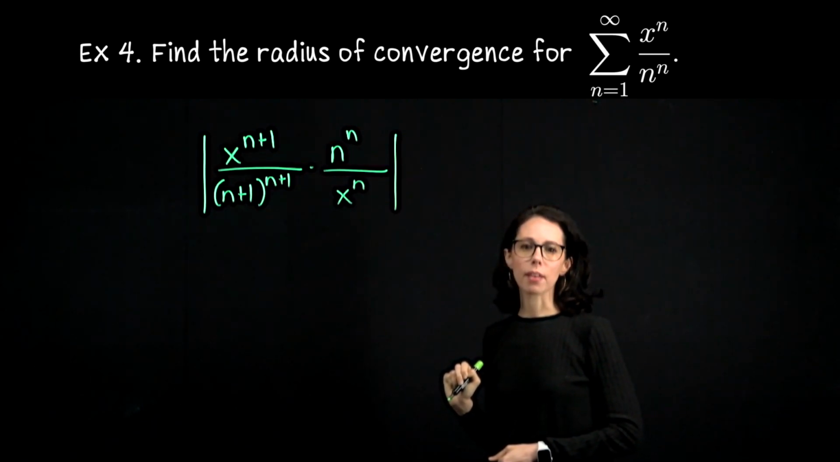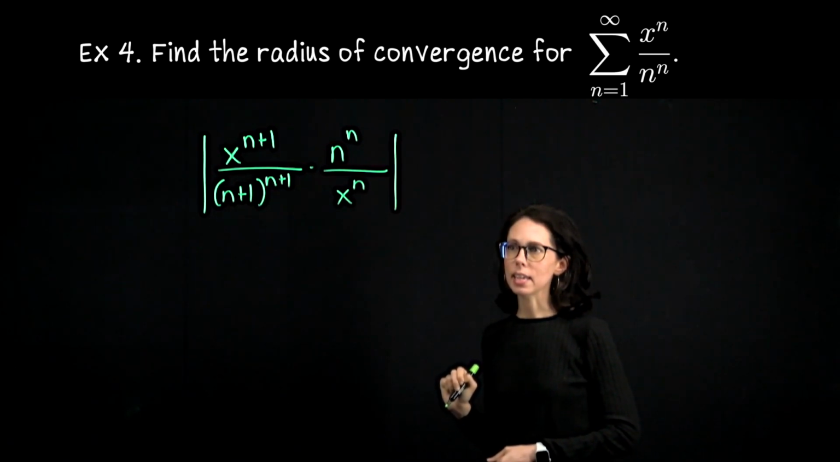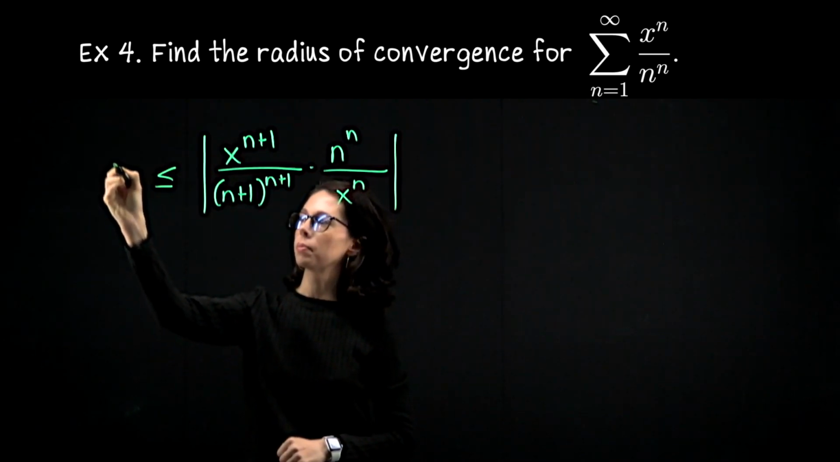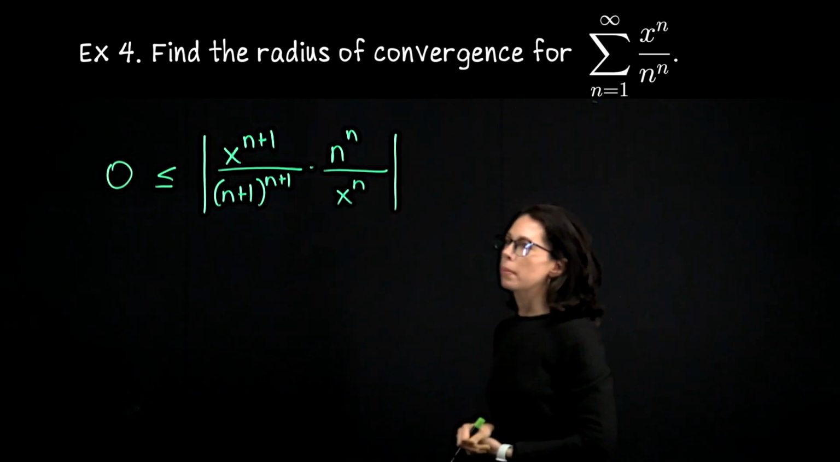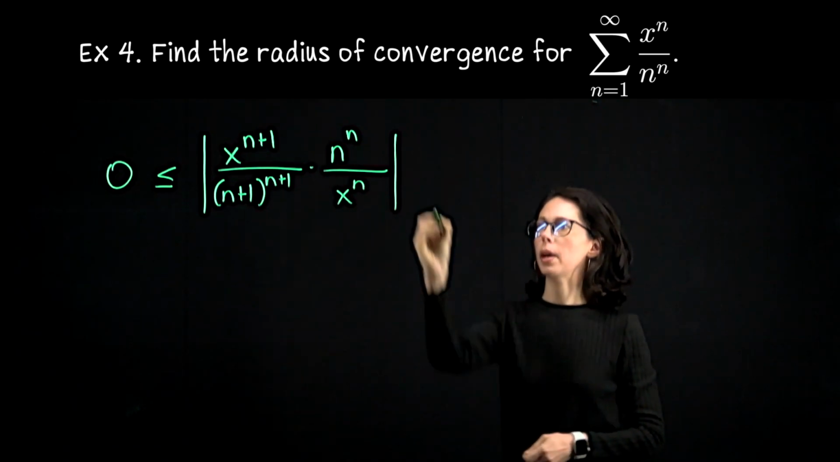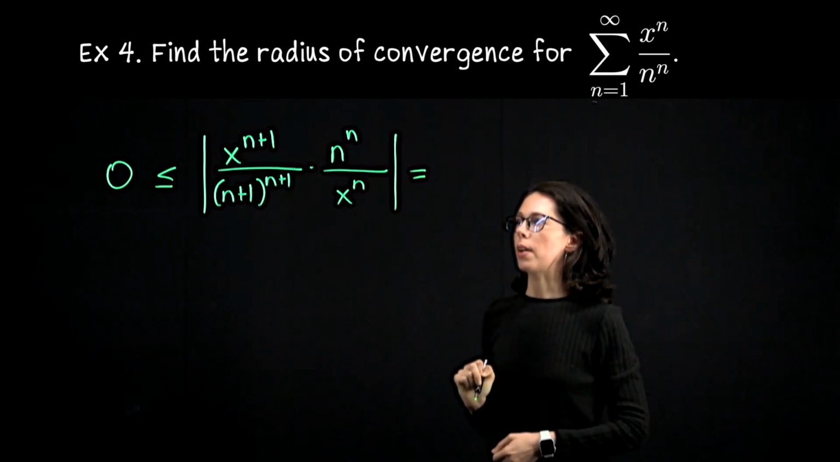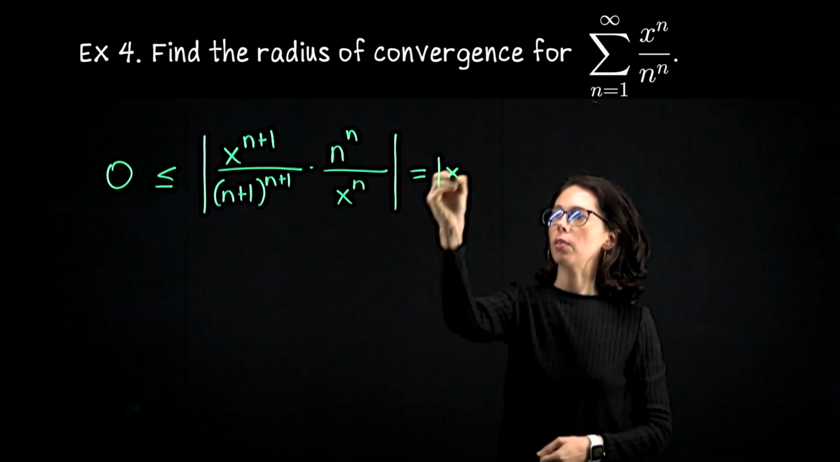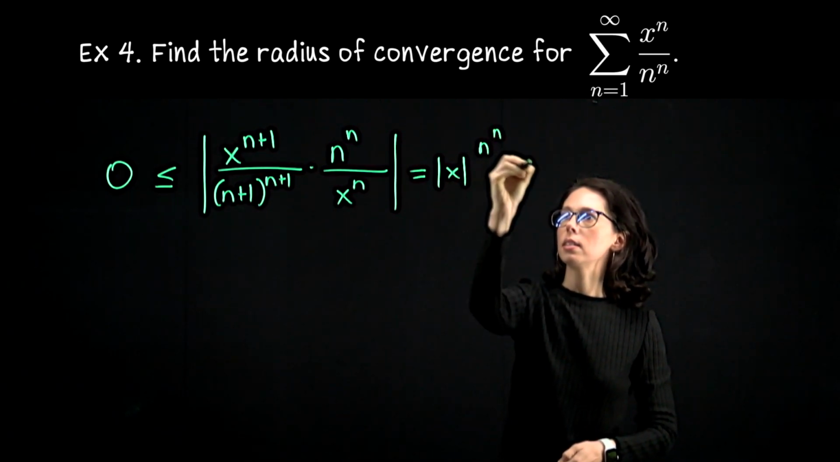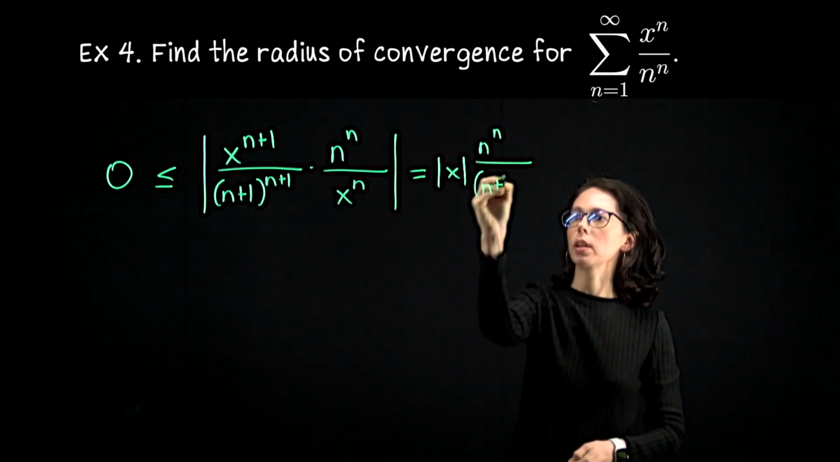For any choice of x and any choice of the index n, the absolute value of this expression is greater than or equal to 0. So that's a true statement. What's also true here, maybe I will go ahead and simplify this a bit so that we have the absolute value of x times n to the n divided by n plus 1 to the n plus 1. Okay, let me just rewrite this.